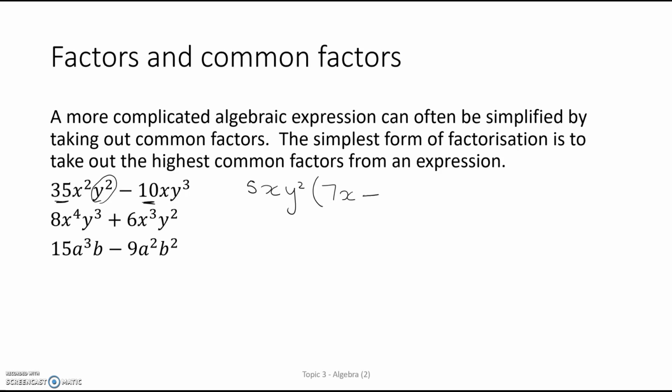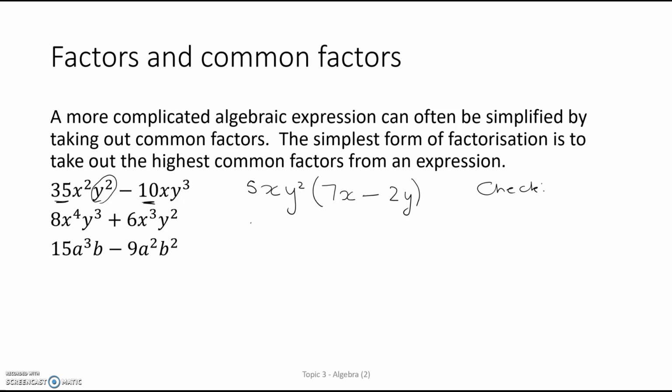Then put in the minus sign. 5 times what gives us 10? That must have been 2. We've got the x, we've got y squared, so we need another y to give us what we needed. And always check backwards.